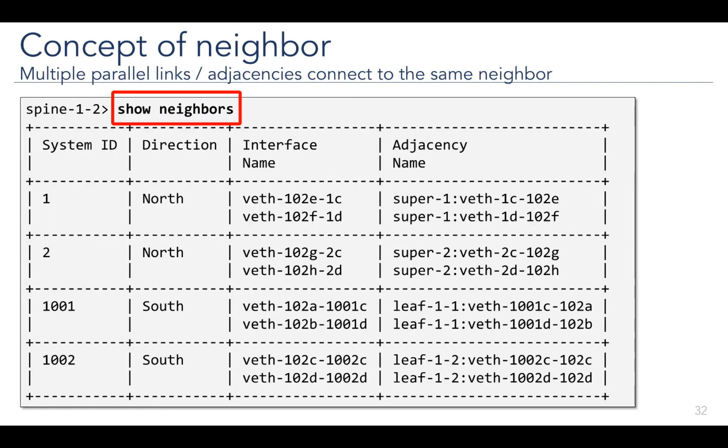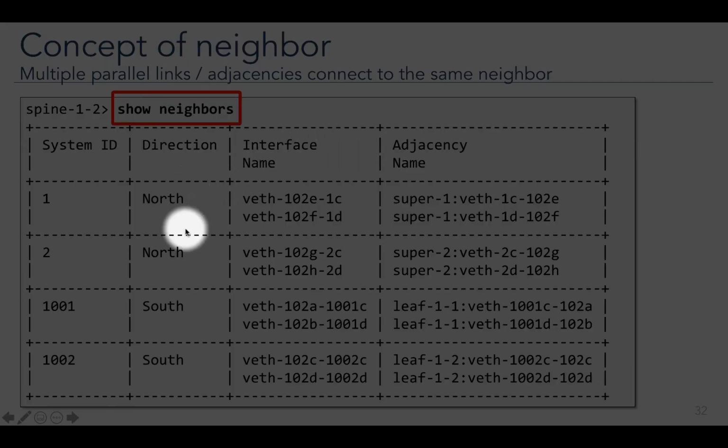Once we start introducing parallel links into the topology, we have to make a distinction between the concept of a neighbor versus the concept of an interface versus the concept of an adjacency. To illustrate that difference, we're looking at the output of the show neighbors command on node spine 1.2 in the topology. Here we can see that that particular spine node has 4 neighbors, but 8 interfaces and correspondingly 8 adjacencies. The reason for that is that we have 2 parallel links to each neighbor, so for every neighbor there are 2 corresponding interfaces and adjacencies.